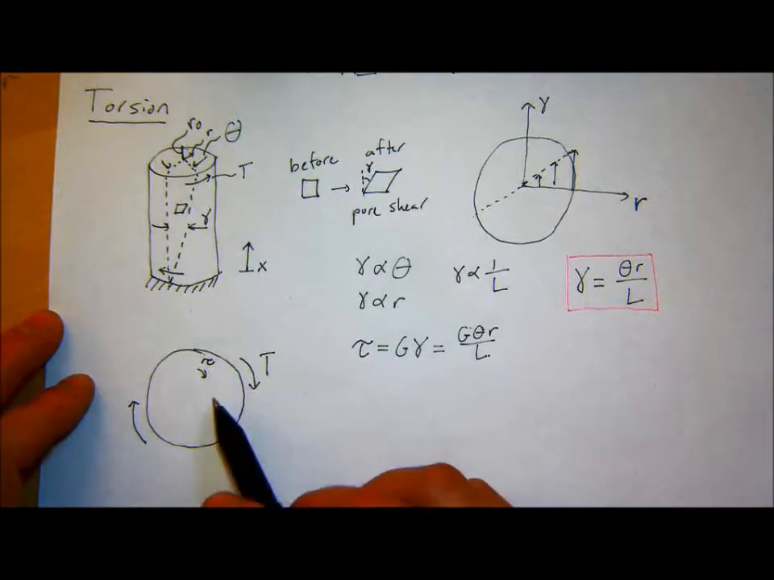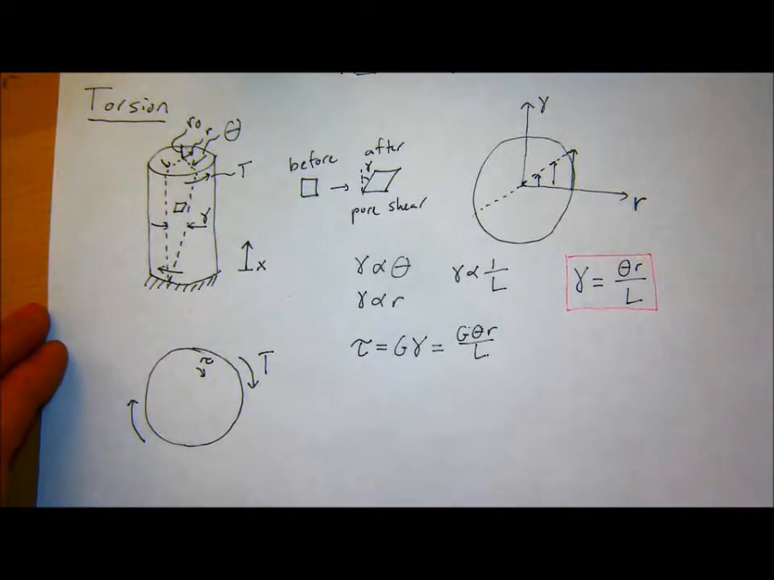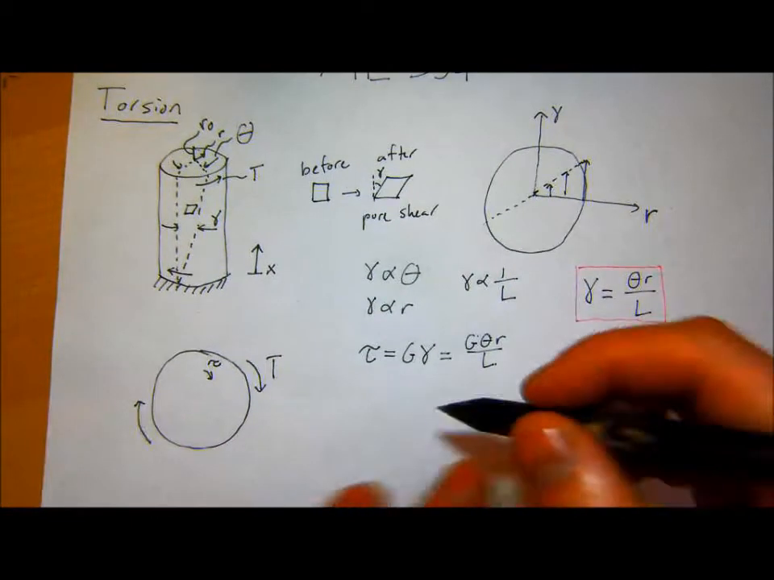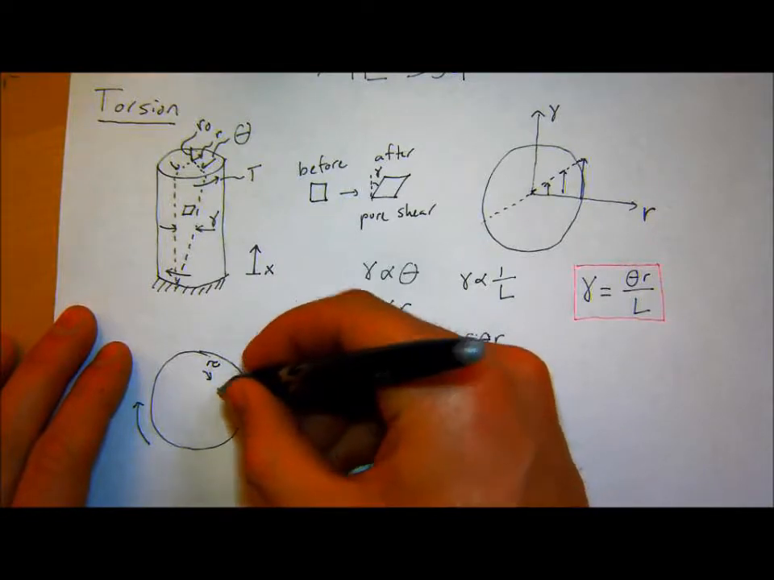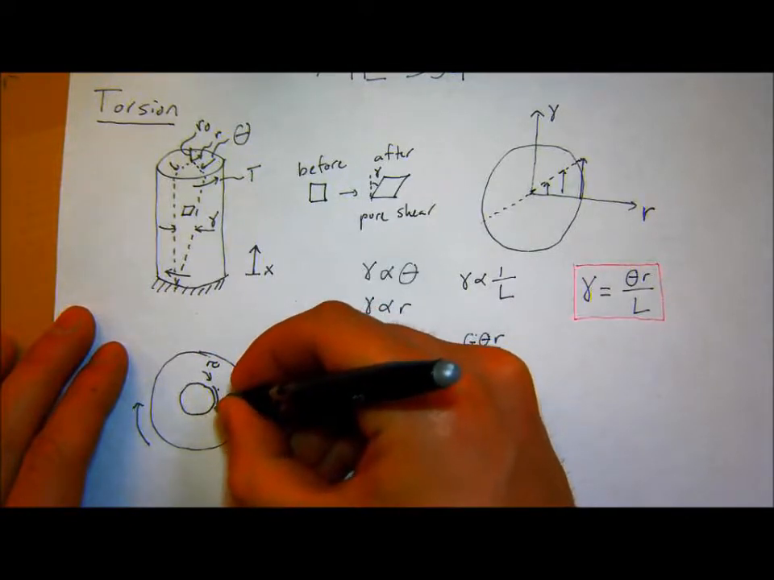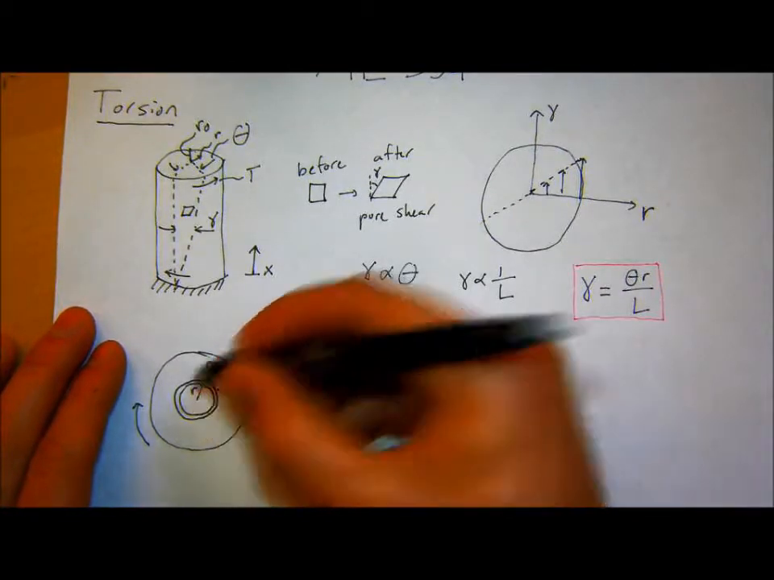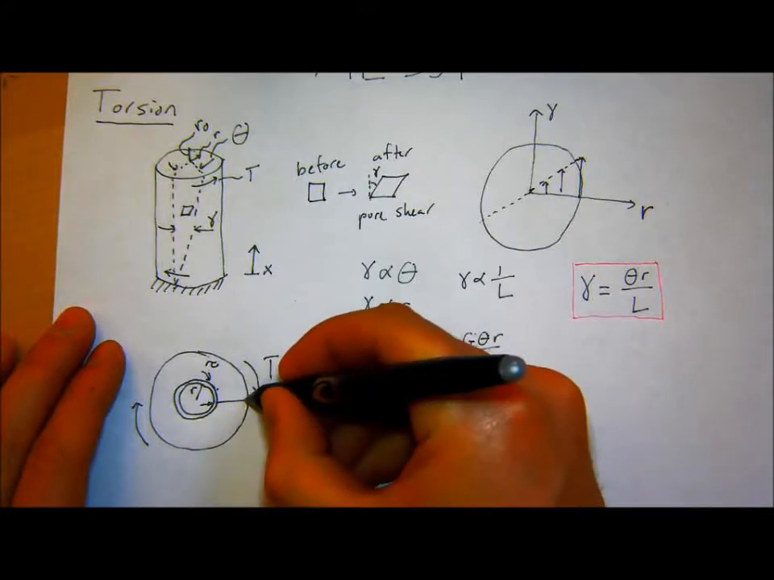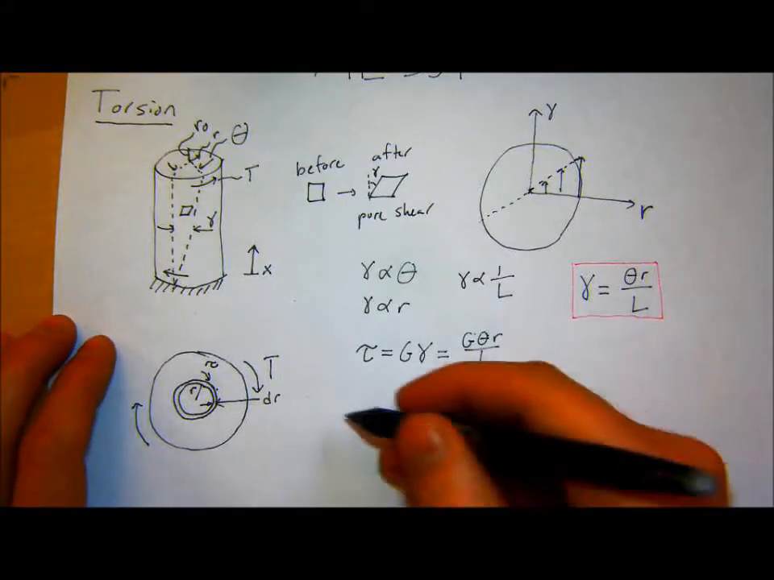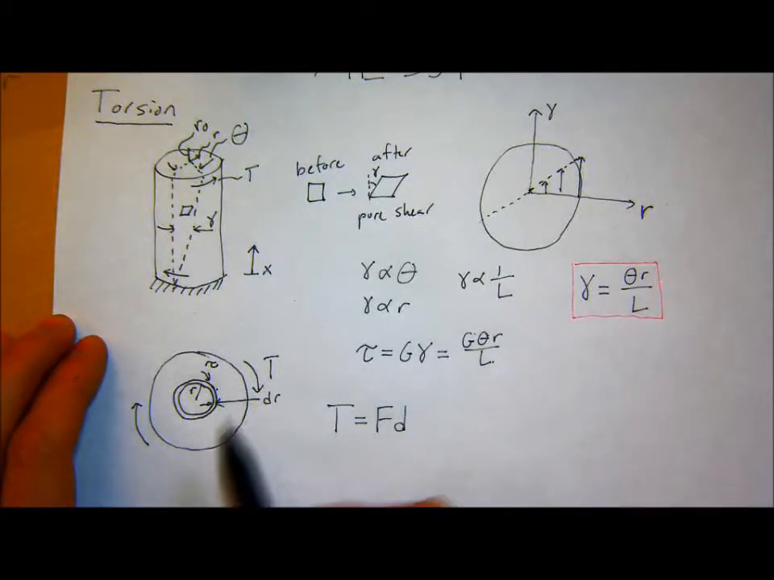So now, if I draw, let's say, a small unit circle inside here, this is out at some radius r. It has some finite thickness, dr. I know that my torque from physics is force times distance. Here now, I know the force acting in this little thing.